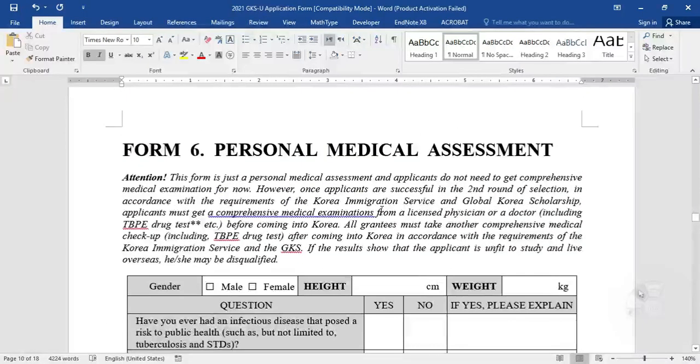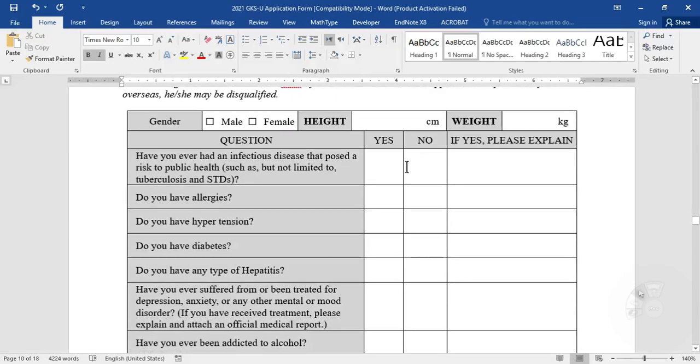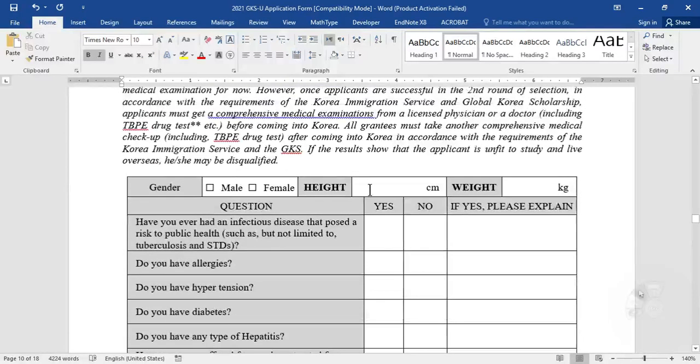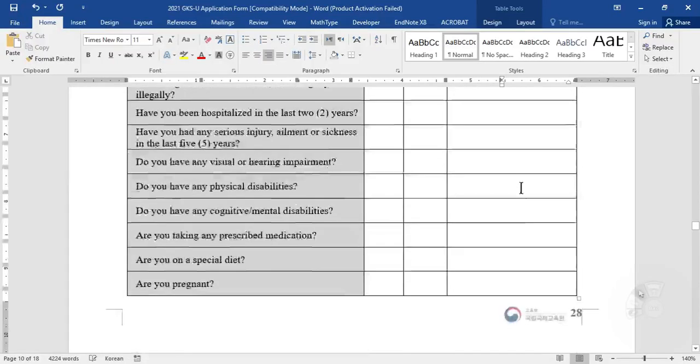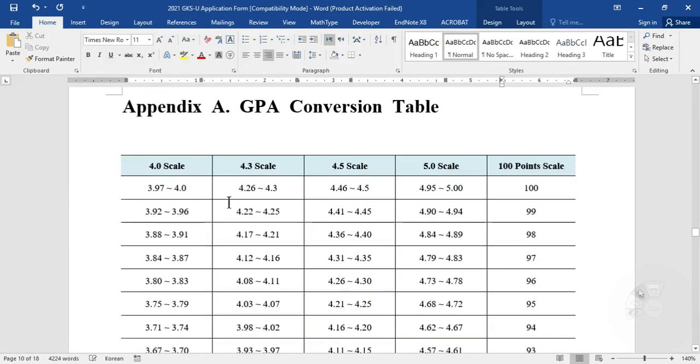Medical assessment is also a formality at the first level, and you should just write answers to these questions, yes or no, and mention your height and weight, and if you have any remarks you can explain here, and the conversion table for the GPA is given here.